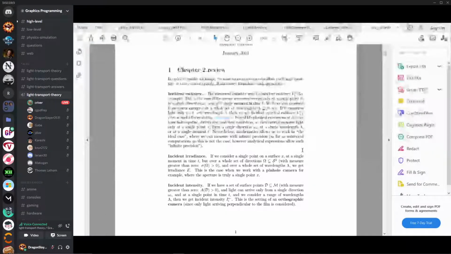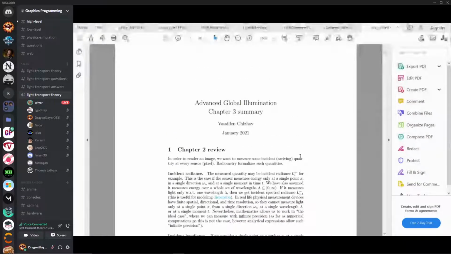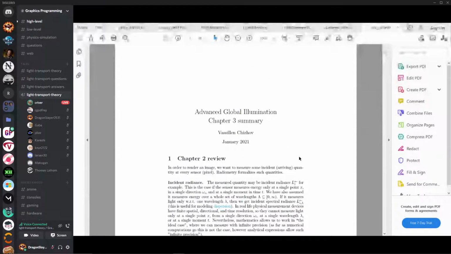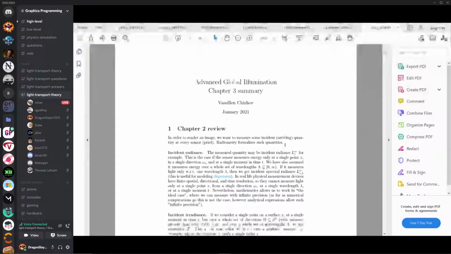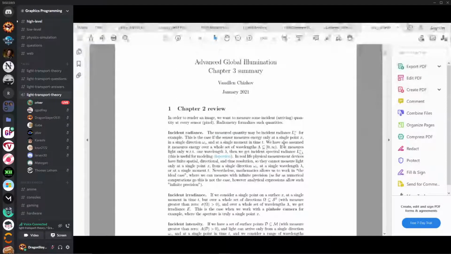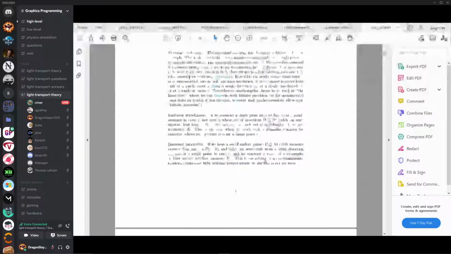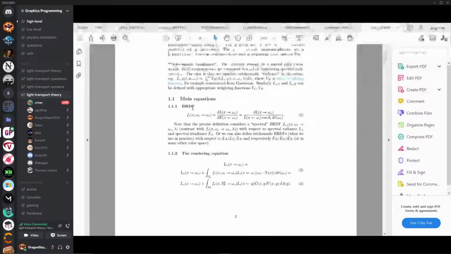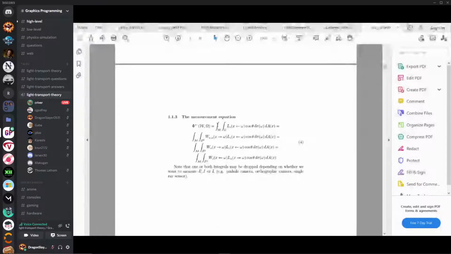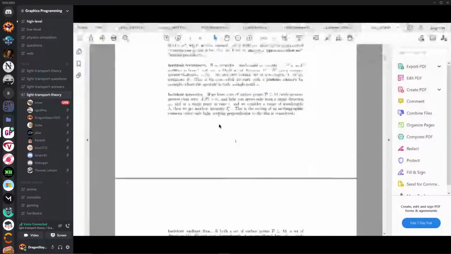Okay. Yeah, so this is the meeting regarding chapter 3. It's the heaviest, I guess, in terms of math chapter. And we'll start with a review of the previous chapter, just to go over the main topics that we covered, which was radiometry, the main equations, and that really sums it up.